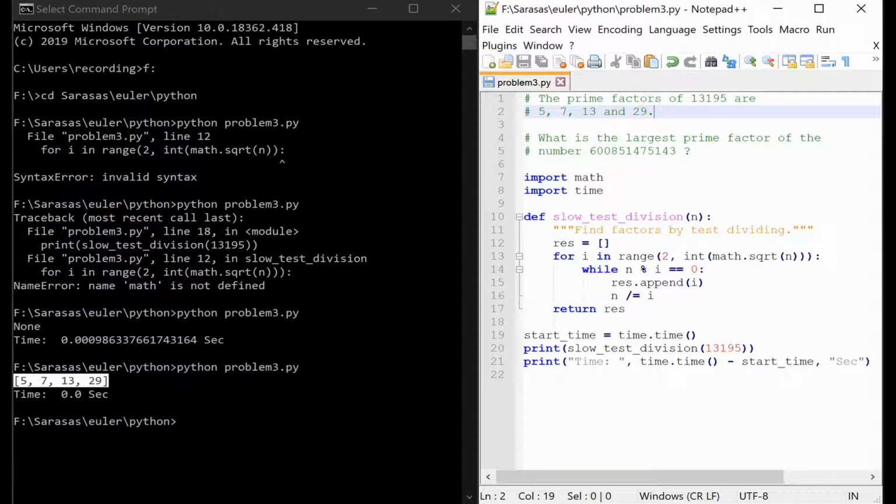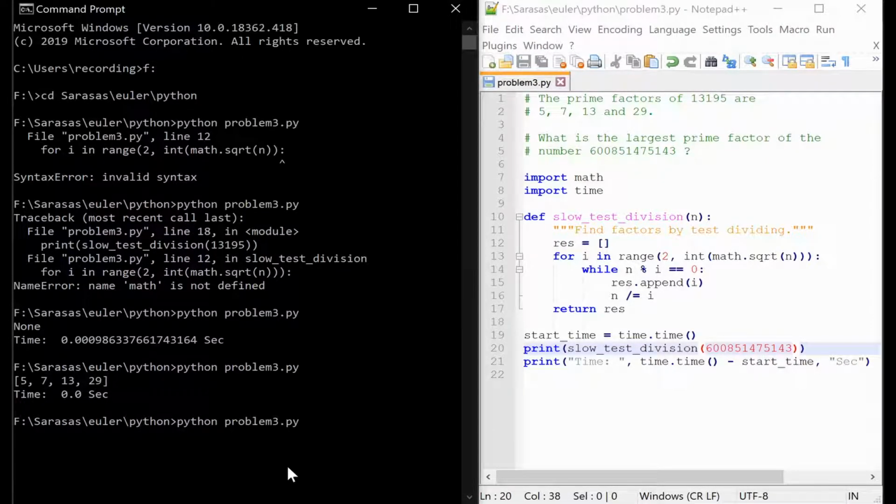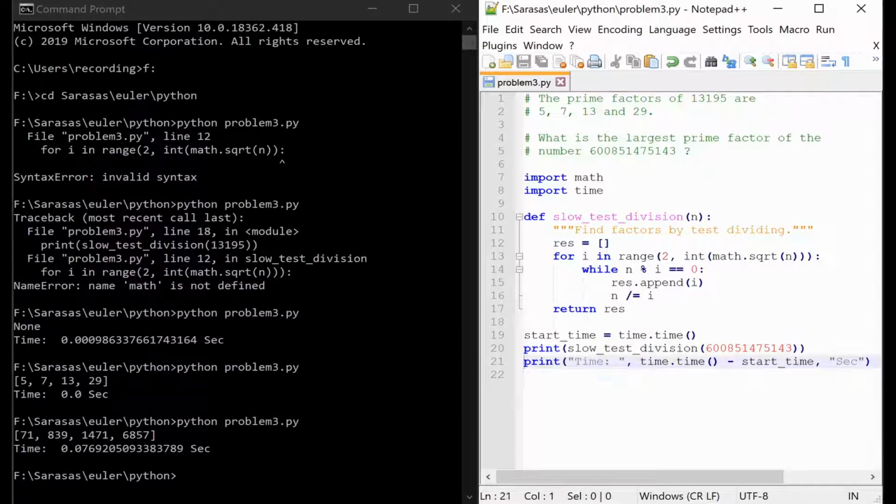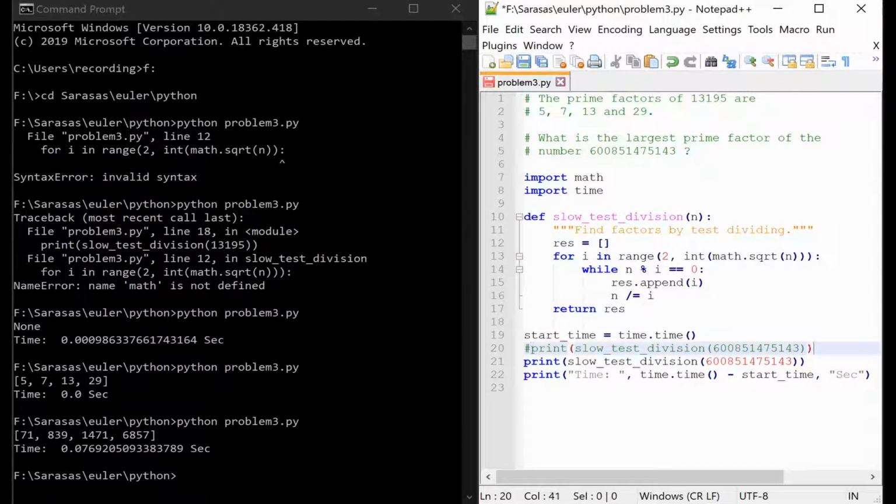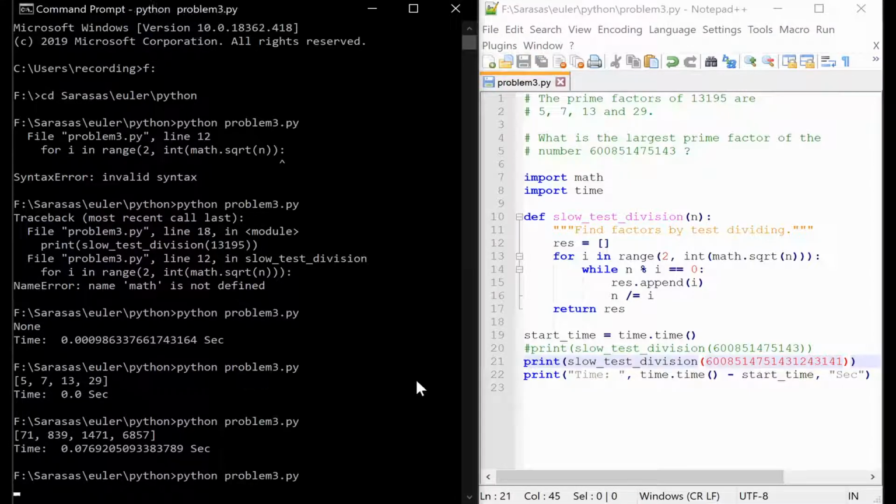So let's try the real number, which is rather large, like billions or trillions large. So let's see. Luckily all the dividers were small. So here is the answer to the problem. 6,857. But let's try this also with an even bigger number.